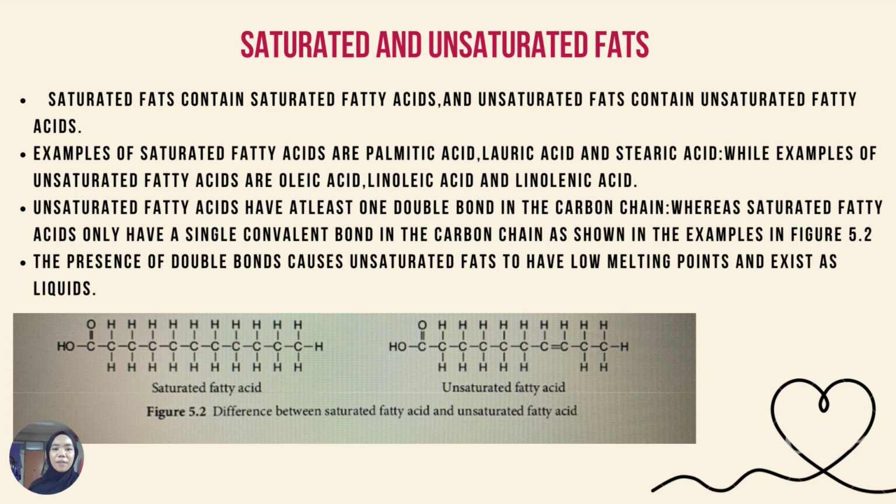Unsaturated fatty acids have at least one double bond in the carbon chain, whereas saturated fatty acids only have single covalent bonds in the carbon chain, as shown in the examples in Figure 5.2. The presence of double bonds causes unsaturated fats to have low melting points and exist as liquid, known as oils. This is Figure 5.2, the difference between saturated fatty acid and unsaturated fatty acid.